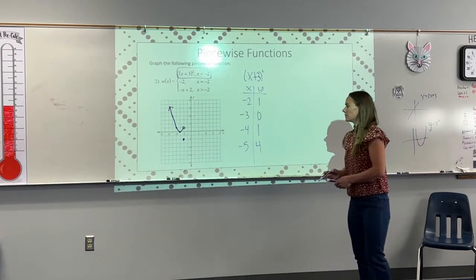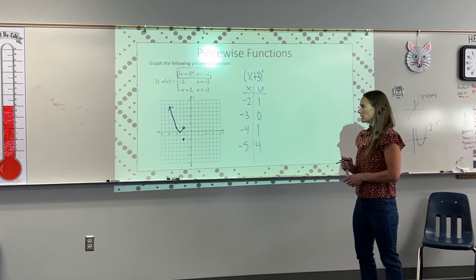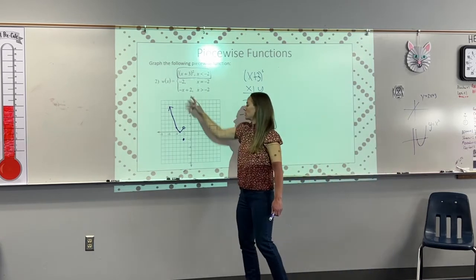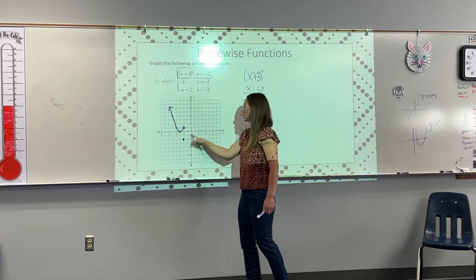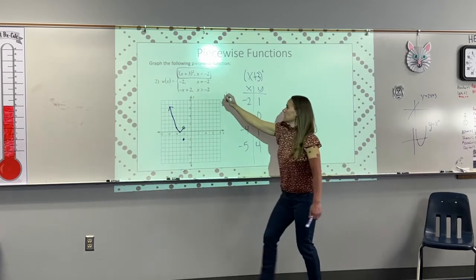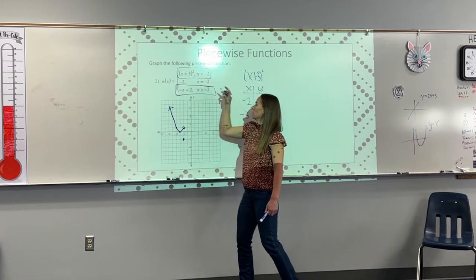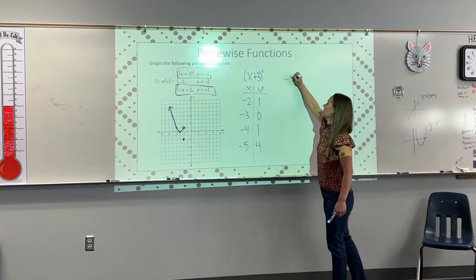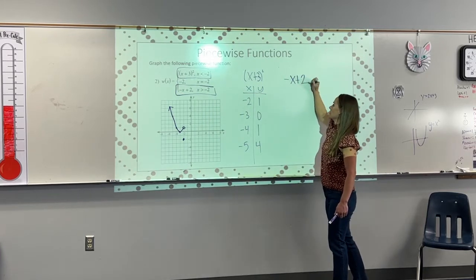Now this one's a little bit different than the last one. We don't have a quadratic for this one, we have a linear function. So we should have some sort of a line either going down or up coming from this, because this is a line. So now I take the bottom equation. I'm going to create a new table for that. Negative x plus 2.